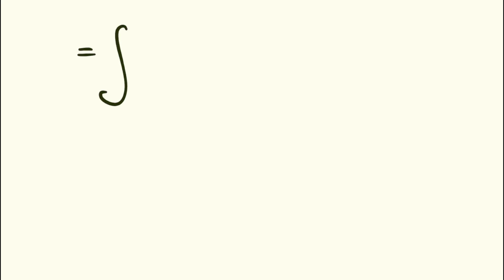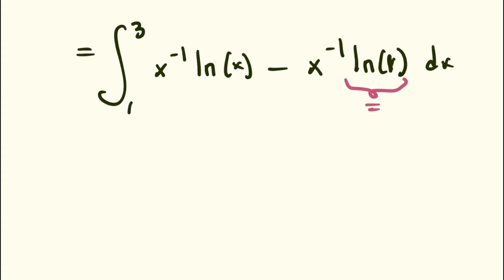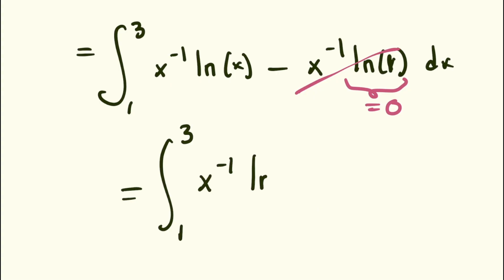So starting off with, when we punch in the value x, we get x inverse natural log of x. And then when we punch in 1, we get x inverse natural log of 1. And then we have our dx. Now don't forget, when we take natural log of 1, that is actually equal to 0. So our last term is just going to vanish here. And we have the integral from 1 to 3, x inverse natural log of x dx. Now this part is really nice because now we just have one integral to deal with. We know how to deal with that.